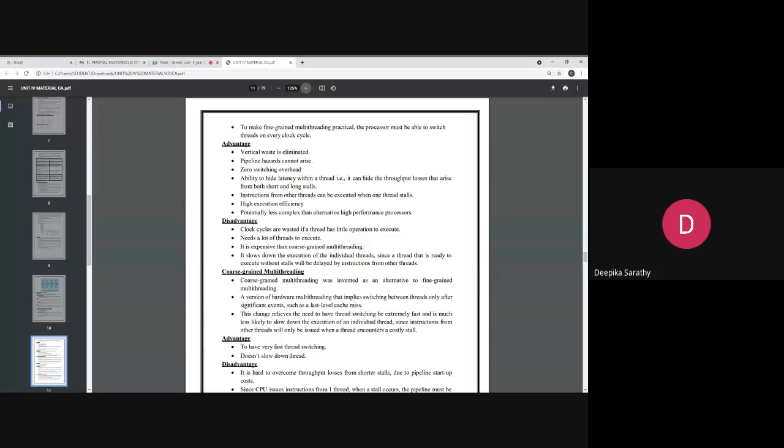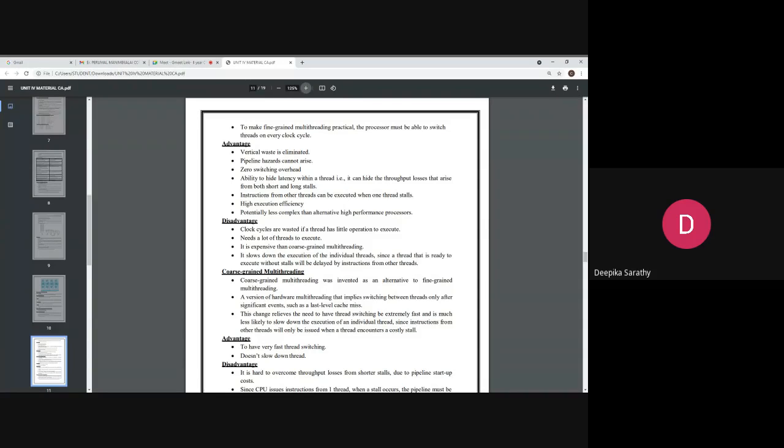That is a disadvantage. Next, this is more expensive than coarse grained multithreading. When comparing fine grained and coarse grained, fine grained is more expensive. Next, it slows down the execution of individual threads, since a thread that is ready to execute without stalls will be delayed by instructions from other threads. That is, even without any stall problems or pipeline hazards, you'll have a thread that is ready for execution. But I'll change the thread only depending upon the clock cycle. So when I'm changing it depending upon the clock cycle, your execution will get slowed down.